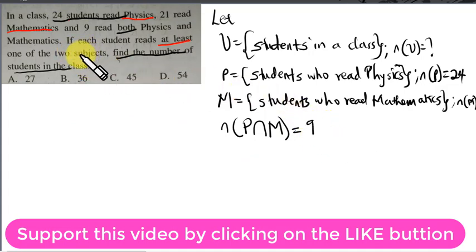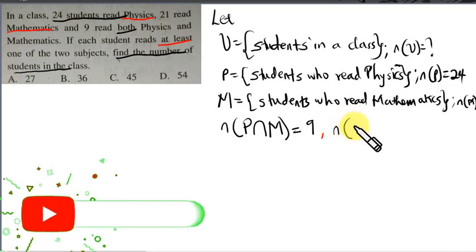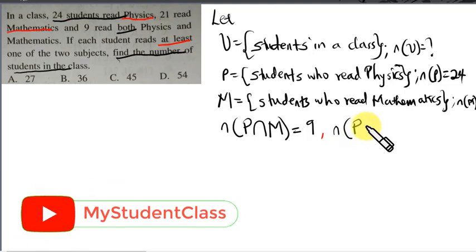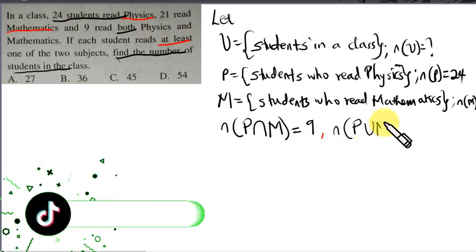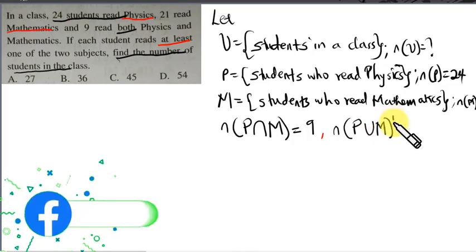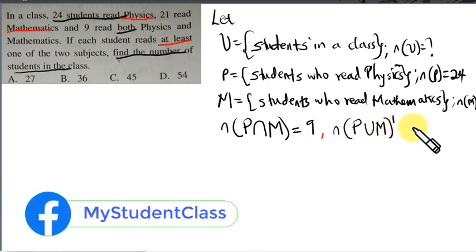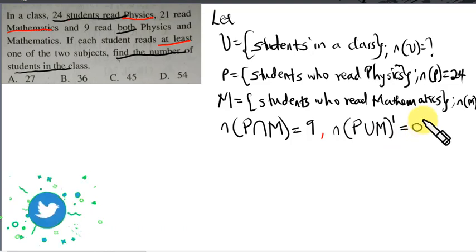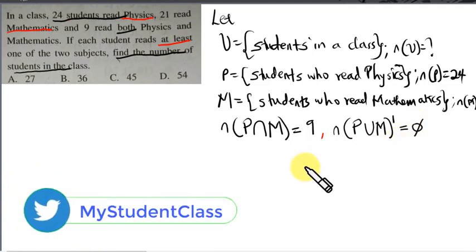So from this statement, that is, if each student reads at least one of the two subjects, I can write that the number of students, that is when I combine those in physics and those in mathematics, when I take the union and I go outside these two sets, there is nobody there, so it's an empty set. That is what it means.